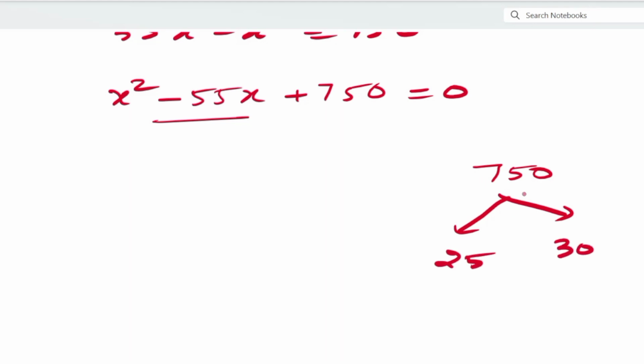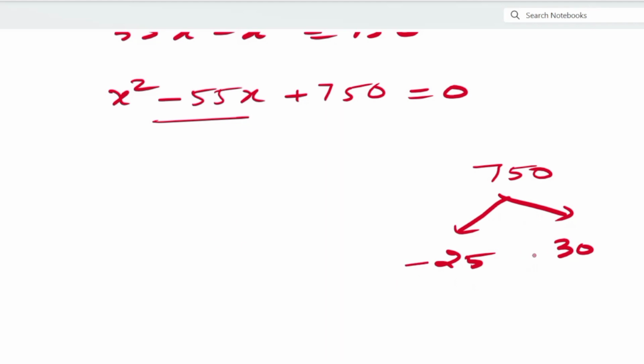you have to write down all the multiples of 750. For example, you will have 1 into 750, 75 into 10, 150 into 5. All these you have to write and check which one's sum or subtraction is coming out to be 55. So by doing so you will get 25 and 30. So what is the product of 25 and 30? It's 750. And when you are adding 25 and 30, you will get 55.